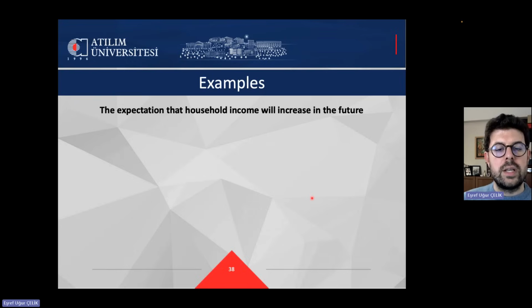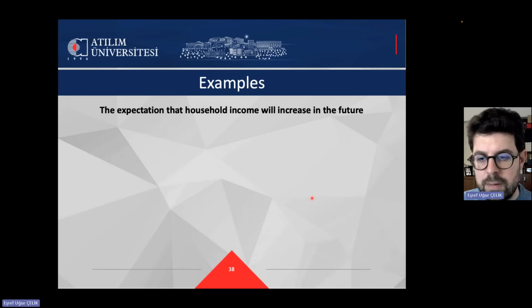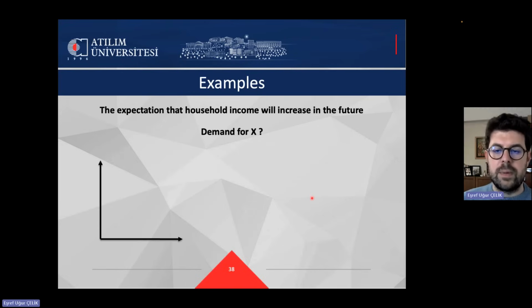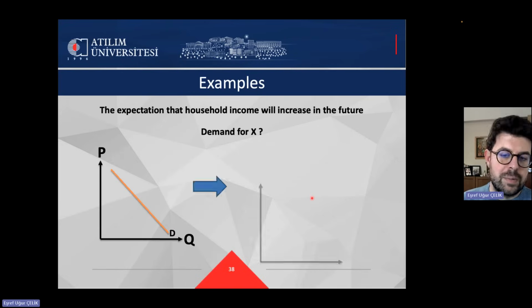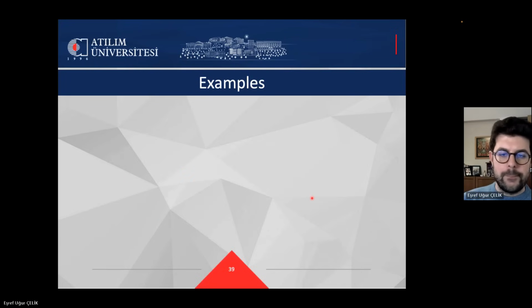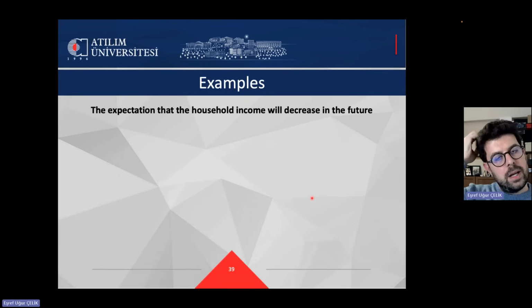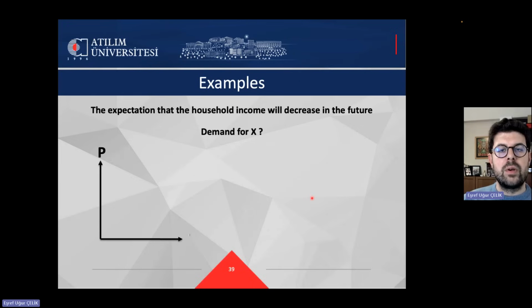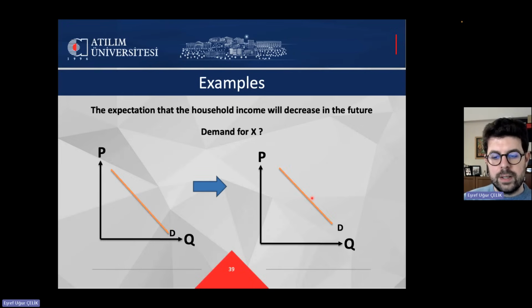Your expectation that household income will increase in the future. What's the demand for? You expect that you become rich in the future, so you demand now. So the demand curve is shifting to the right. If you expect that you become poor in the future, your demand becomes low, so the demand curve is shifting to the left.